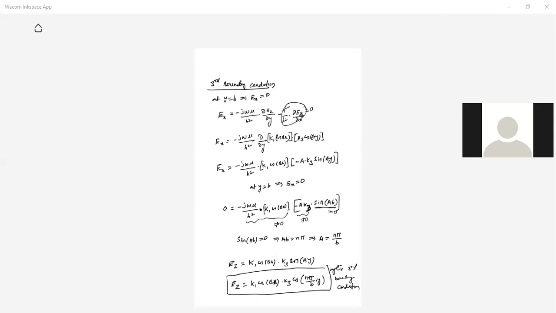Right. Next, you go for the fourth boundary condition. For the fourth boundary condition, Ey is equal to 0 at x is equal to a. From that we're going to get the b value. So Ey is equal to 0 at x is equal to a.